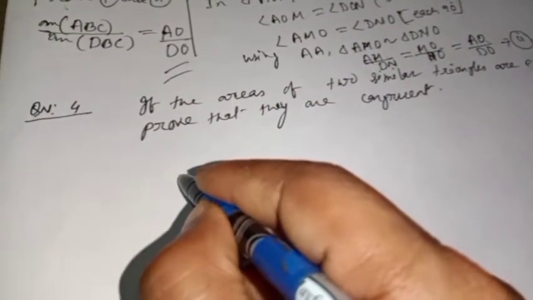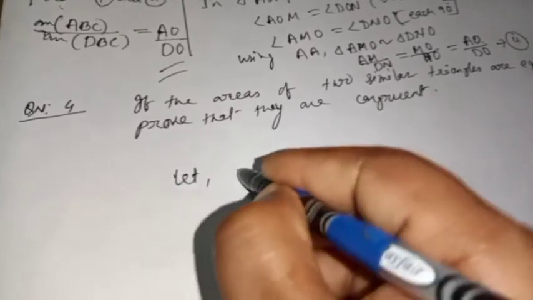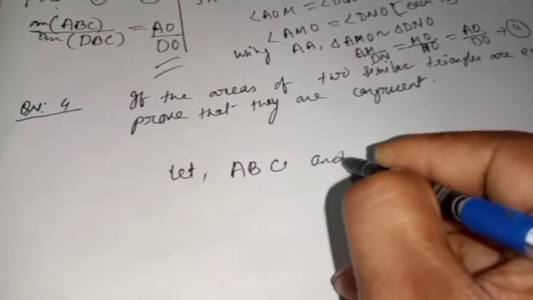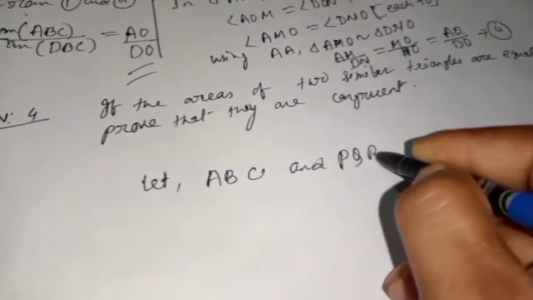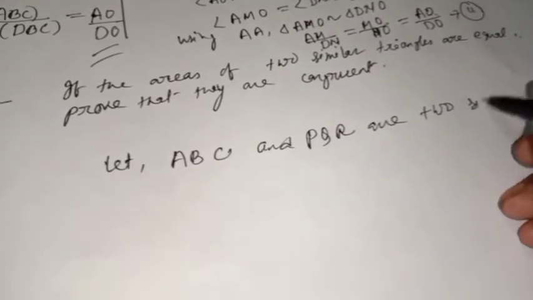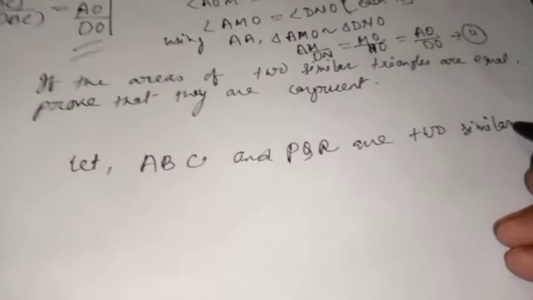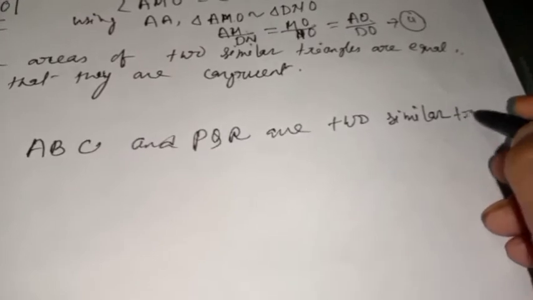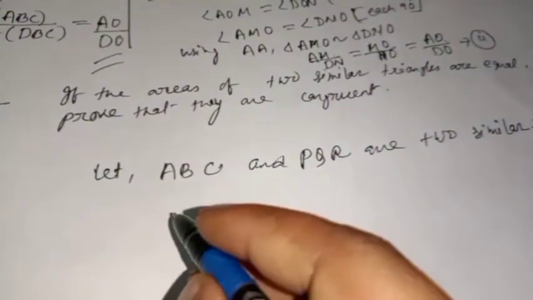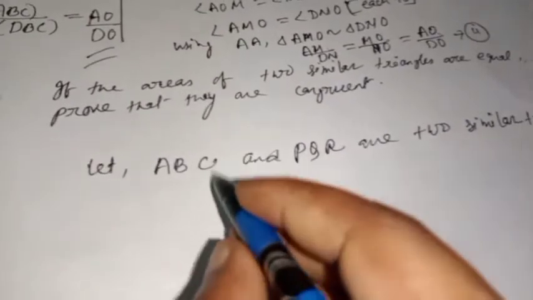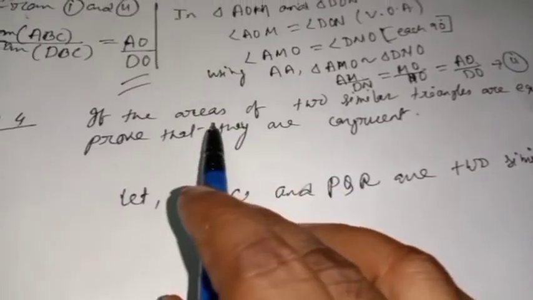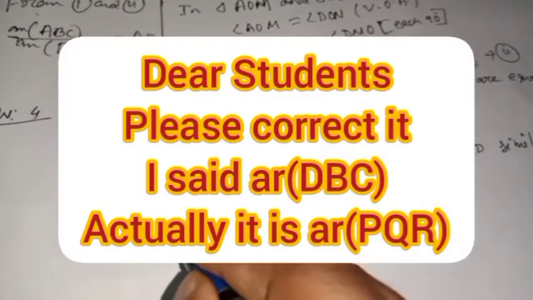So you have to give a little introduction. Let ABC and PQR be two similar triangles. Clear? Now, since they are similar, and also according to the question, the areas are equal.